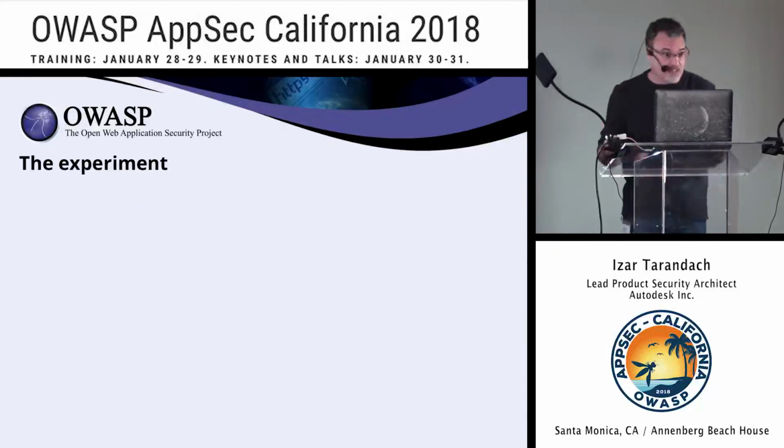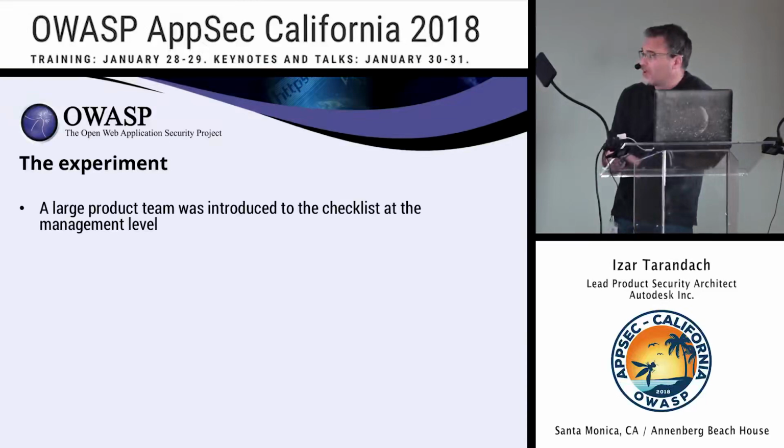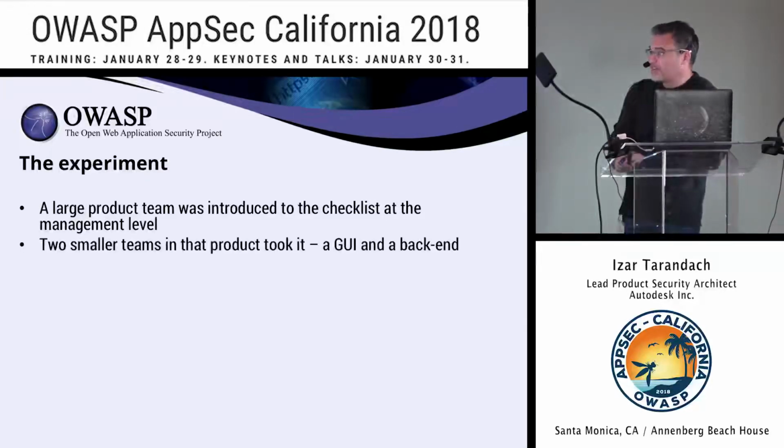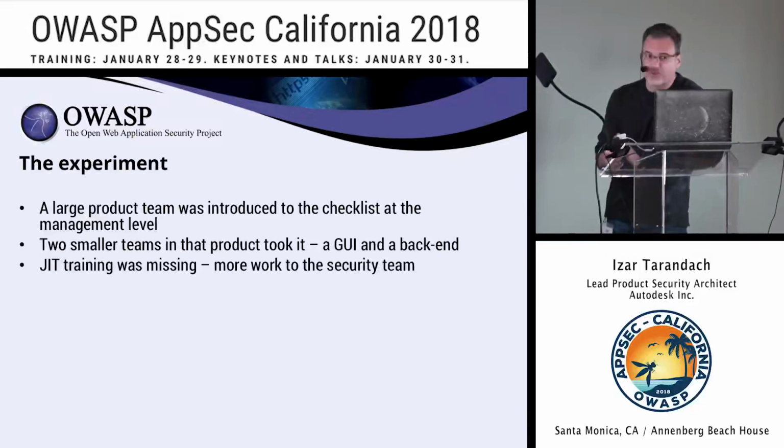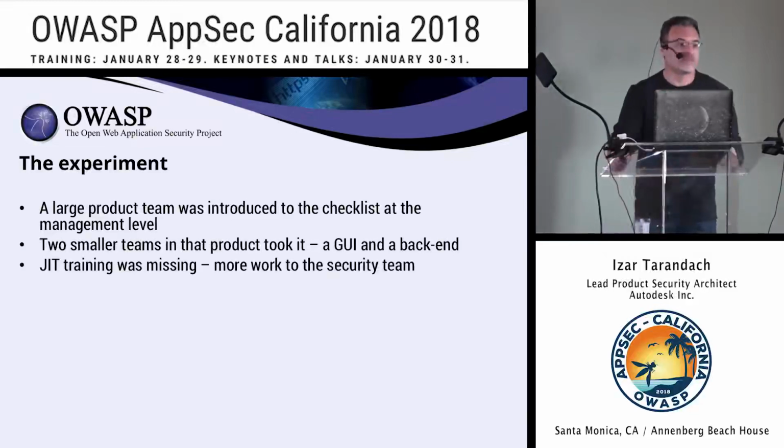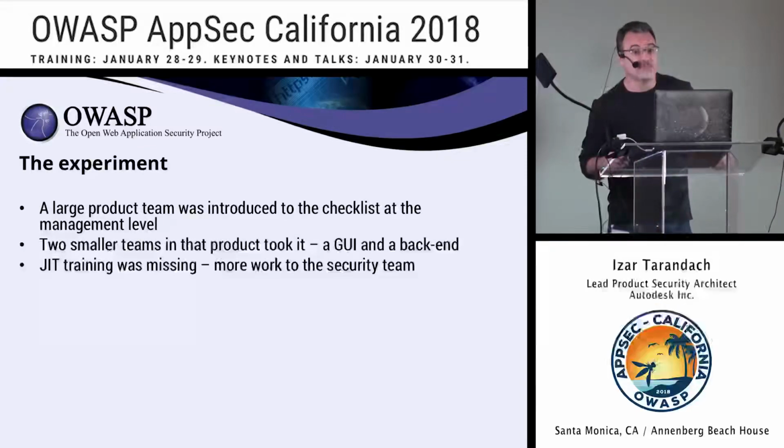So of course I had to pilot this. I had to make an experiment. I went to one of my large product teams at the time, went to the management, and introduced the checklist. That's when I got the feedback about the spec that I spoke about before. I ended up with two smaller teams that were part of that big product team. One was a GUI, the other was the backend. There was no JIT training, and what that meant was that the security team had to stand up and provide that guidance, just because we didn't have anything to point people to.